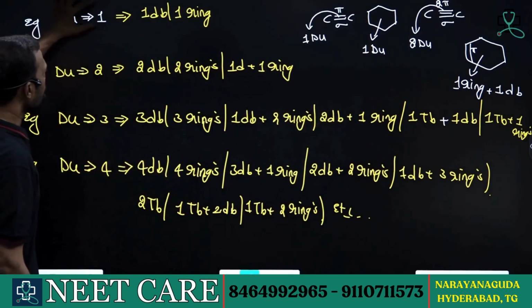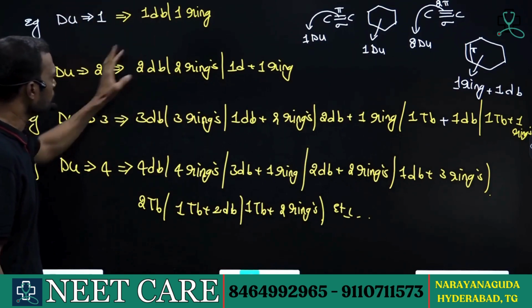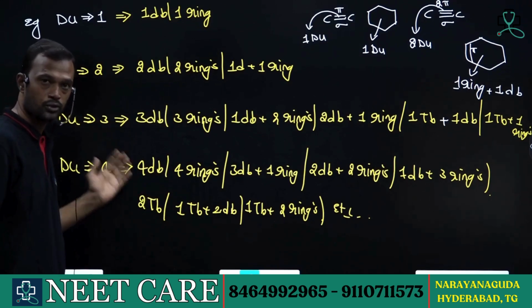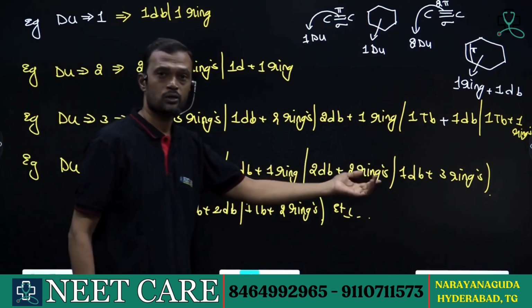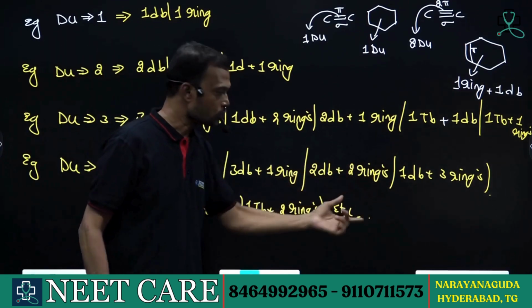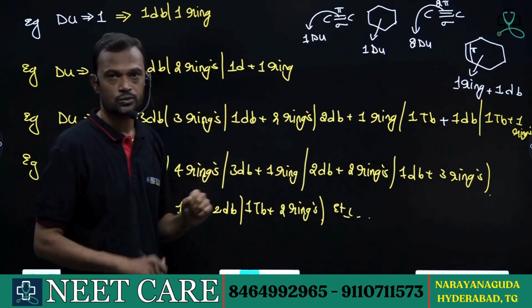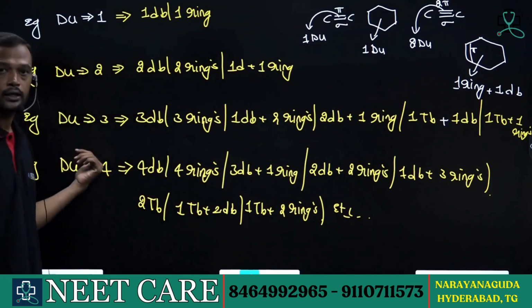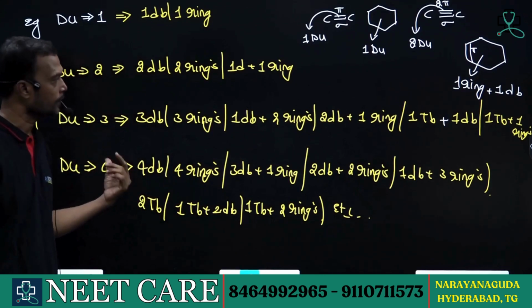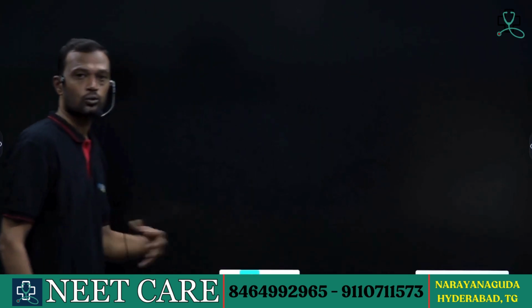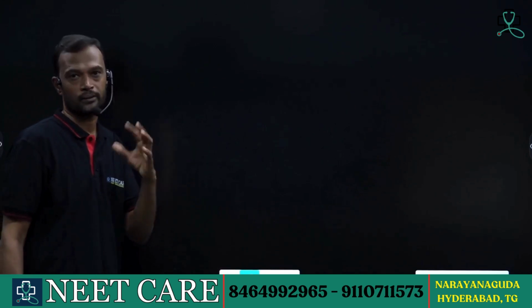So DU 1, this is a possibility. DU 2, these are all the possibilities. DU 4, these are the possibilities. Not only a fixed number, you may expect many possible structures here. Based on this, one can identify the possible structures and create isomers. If you know DU clearly, you can create isomers of a given molecule. Now I will give an example so you can understand clearly how to determine the structure if DU is given.